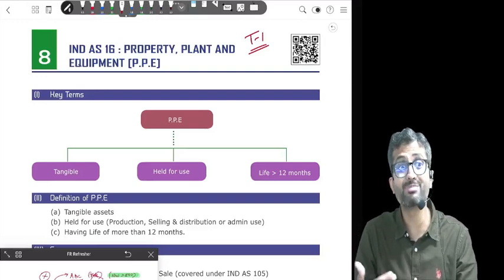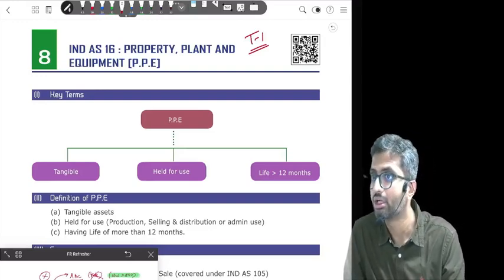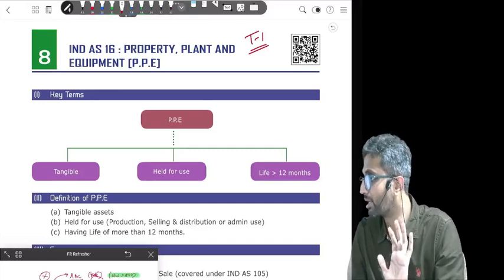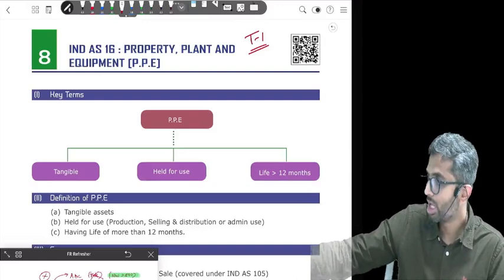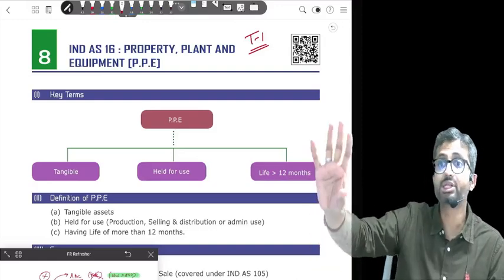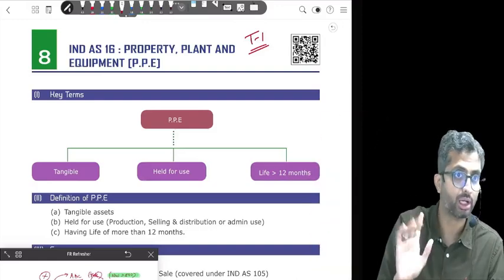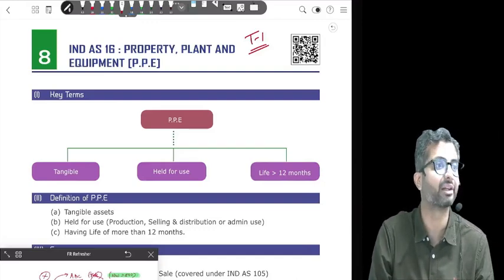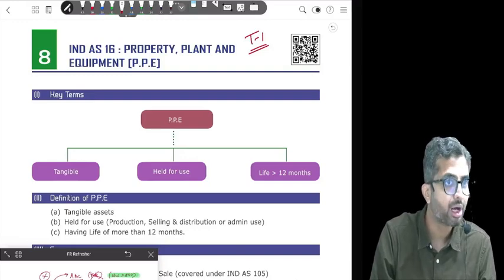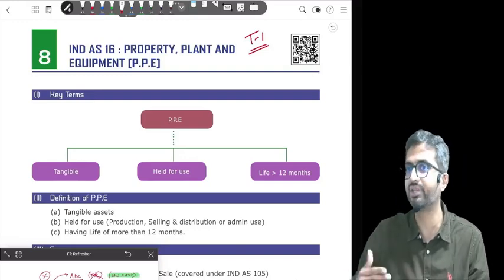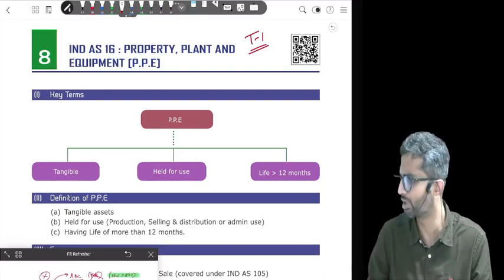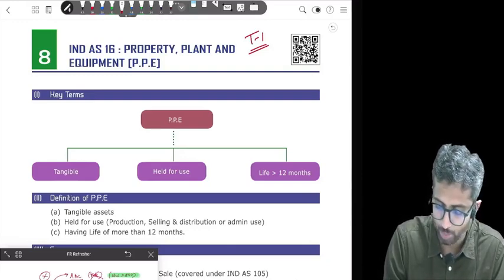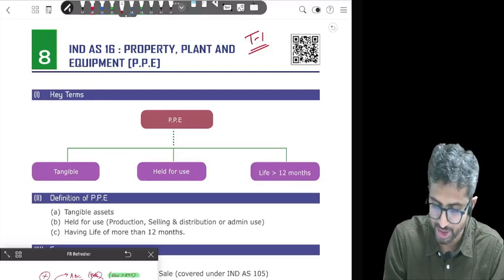Acha, is there something called bearer animals? But the standard has no exception for that. All living animals will go under Ind AS 41 only. So all living animals used for agricultural purposes, like let us say cattle, or sheep, or goats, all of them will go under Ind AS 41 only. Are we clear with this? So biological assets used for agricultural operations except bearer plants.